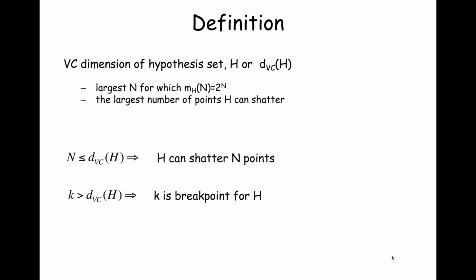The breakpoint from before is that data set size k for which the hypothesis set H can no longer generate all 2 to the n dichotomies. And so k, our breakpoint, is greater than the VC dimension of the hypothesis set H. And that's what it means to be a breakpoint. It means you can no longer keep up with the number of dichotomies possible, 2 to the n. And so the breakpoint is usually one more than the VC dimension. Does that make sense? All right. Any questions about this? All right.